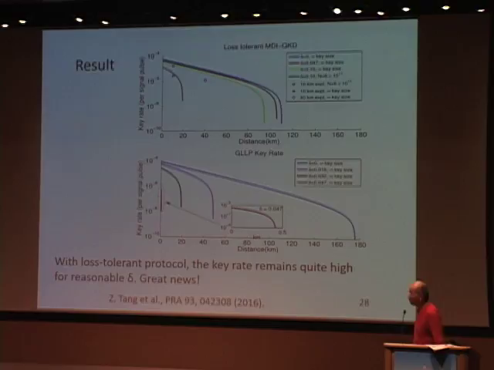Okay, so let's do a comparison. We have seen some results for GLLP, which is here. So the GLLP result is the lower part here, and it drops very quickly to zero. When you get some errors, that's a big problem. But with the loss-tolerant protocol, what we see is that the key rate remains very high in this region. And the experimental data, with finite key analysis, the experimental data we got is here, and without finite key analysis, you can do it also for 40 kilometers, you get some results like this. Okay, so the bottom line is what I said here. With the loss-tolerant protocol, the key rate remains quite high, even for reasonable flaws, which is great news. So it works within tolerable error.